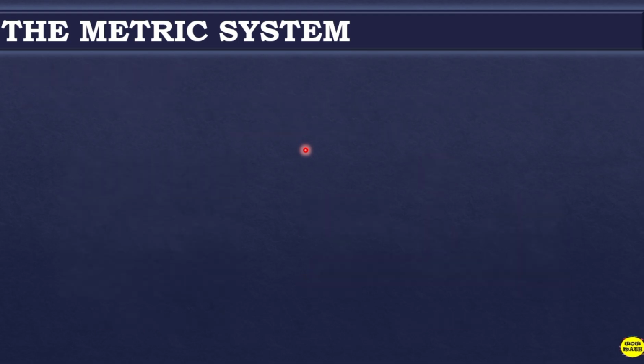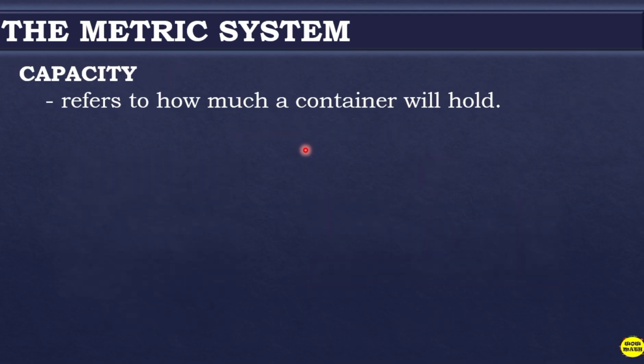Okay. And the last one is the capacity. So, it refers to how much a container will hold. Gaano karami, for example, yung bottled water, gaano karaming tubig ang kakasya doon. So, yun po yung capacity. And this is different to the volume.